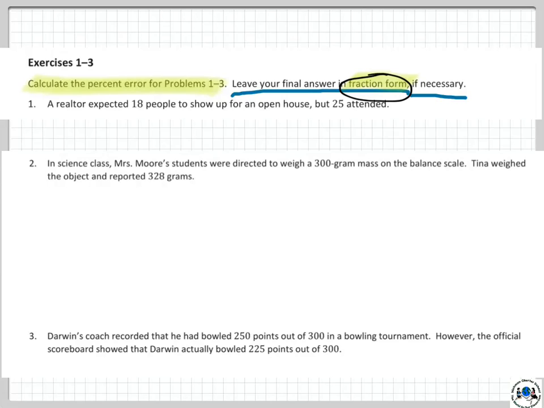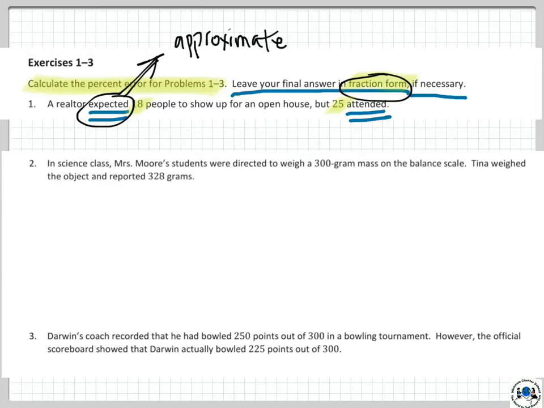So, in this first problem, a realtor expected 18 people to show up for an open house, but 25 attended. This idea of expected shows us that that's an approximation. They expected, that's what they looked for. And as you notice from this problem, which is quite revealing, this is not only about measurement. It's not necessarily a mathematical measurement. In this case, this realtor just estimated.